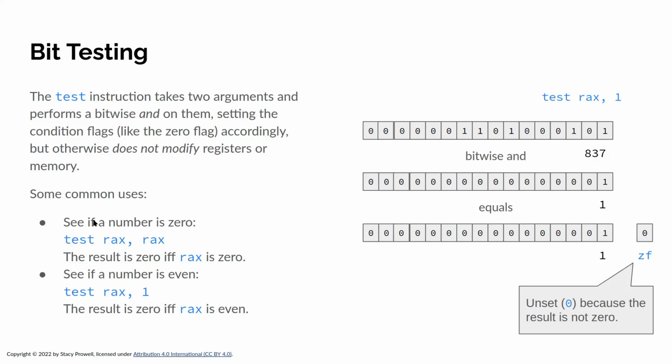So you'll see test a register with itself. That is a way of checking for whether or not that register is 0. It's faster than comparing it to 0 because it uses fewer bytes, takes up less space in a pipeline, and just gets optimized by the processor.